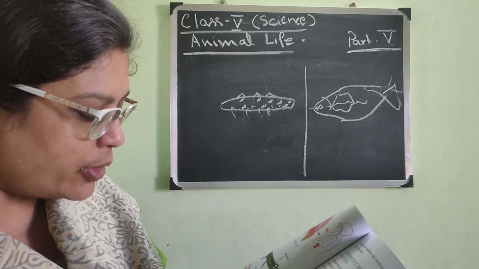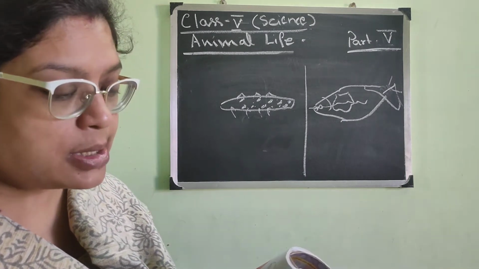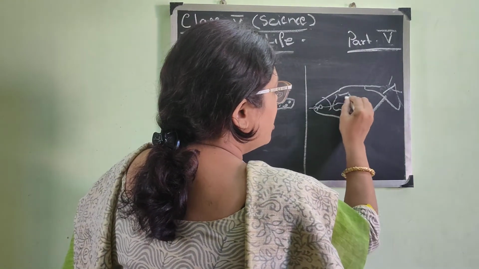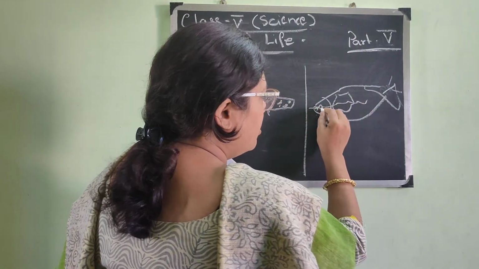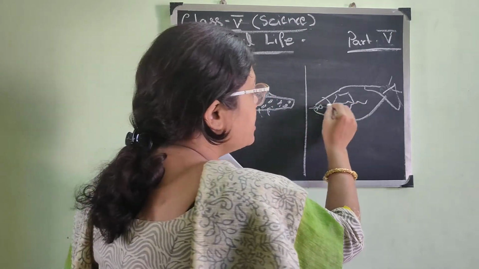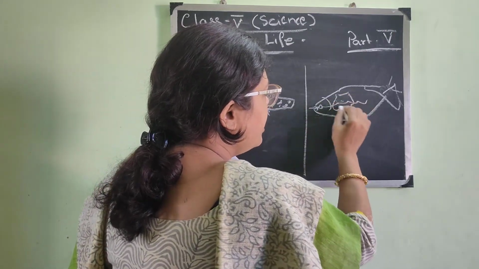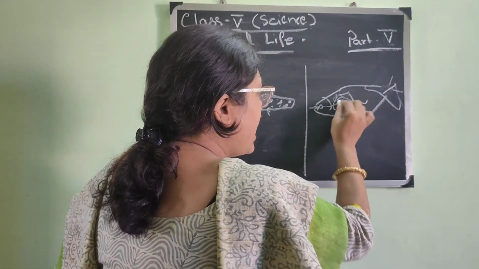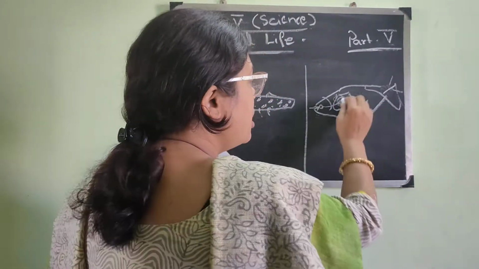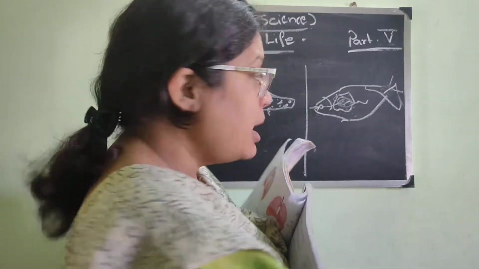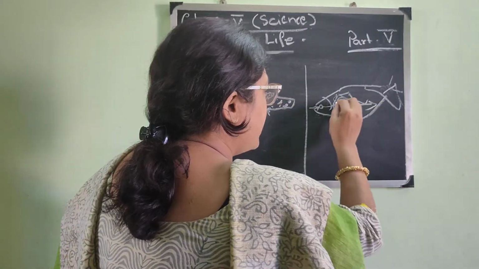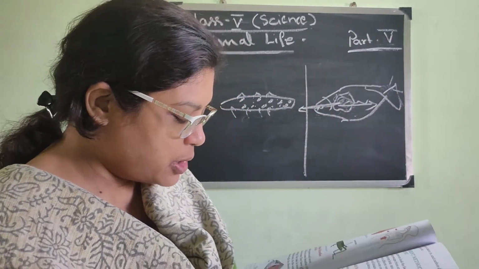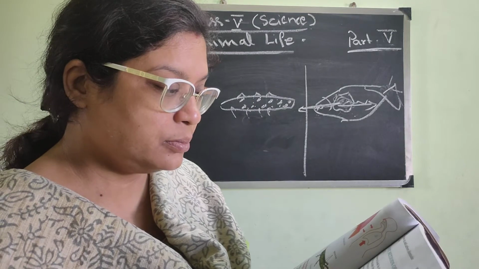As the water passes over the gills, the dissolved oxygen is taken in and carbon dioxide is given out. So when the fish takes in water, it passes through the gill, and the gill does the function of gaseous exchange. The dissolved oxygen is taken in from the water, and the carbon dioxide is given out with the help of the gill.